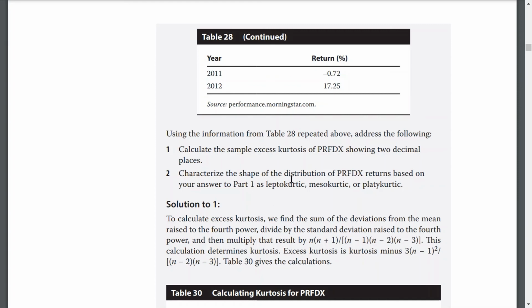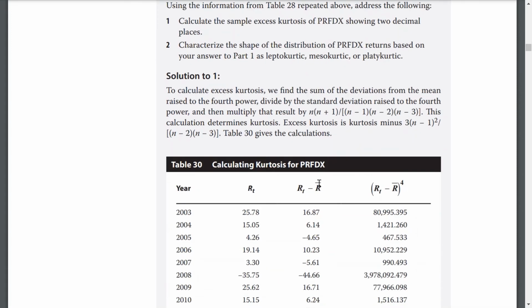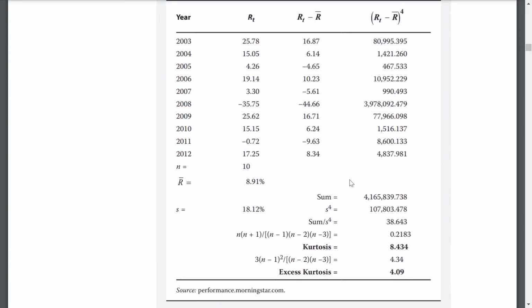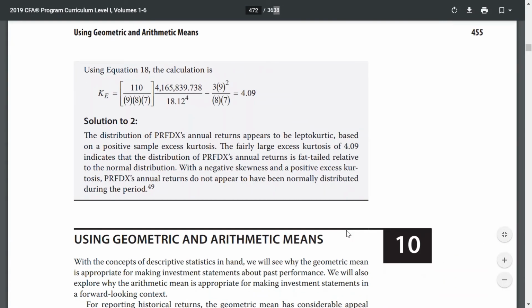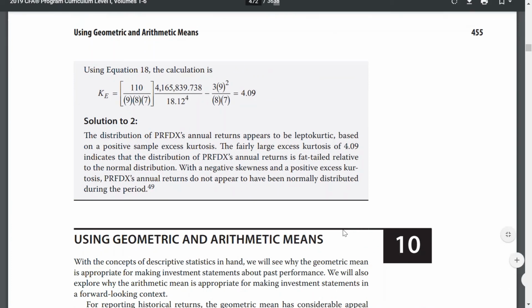We find the sum of deviations from the mean raised to the 4th power divided by standard deviation raised to the 4th power, and multiply the results by n. This calculation determines kurtosis. Excess kurtosis is kurtosis minus 3. Table 30 gives the calculations. Literally, you just list all of them out. That's some nasty calculations. I absolutely hate this calculation. So excess kurtosis is around 4.09. Using equation 18, the calculation gives kurtosis equal to 4.89.